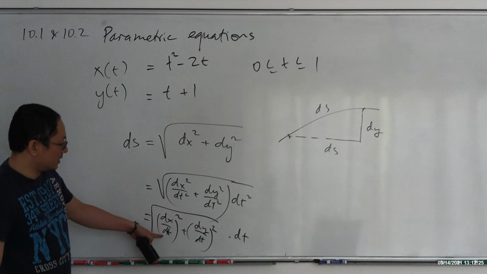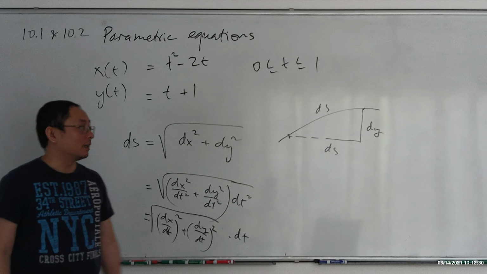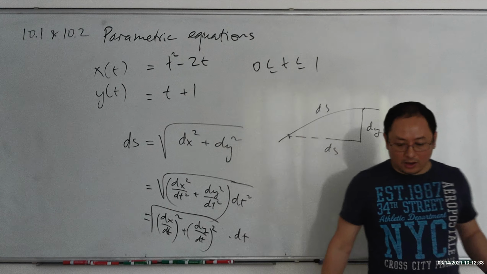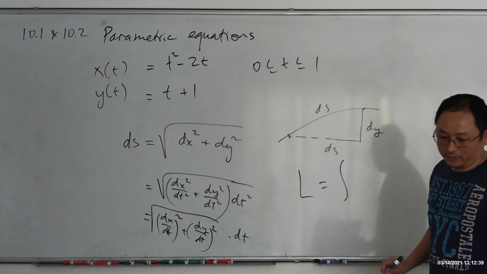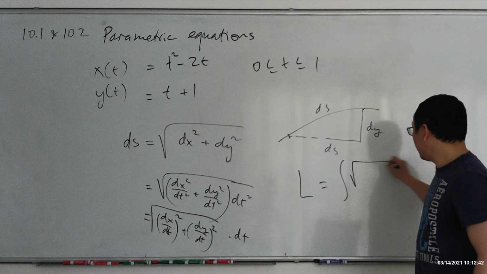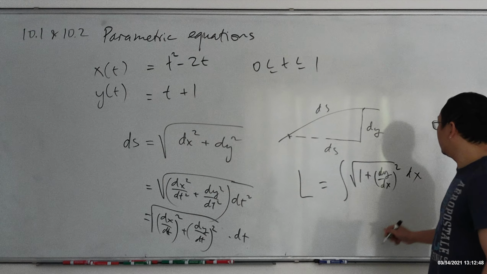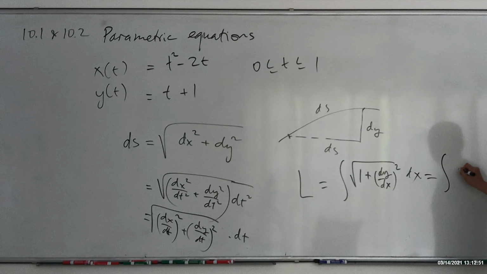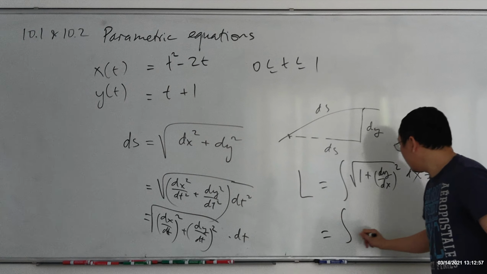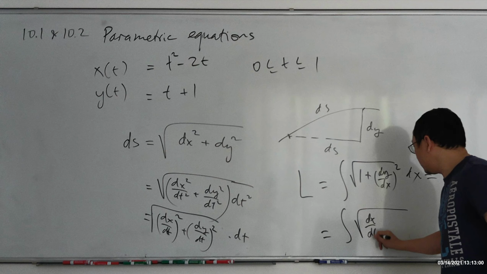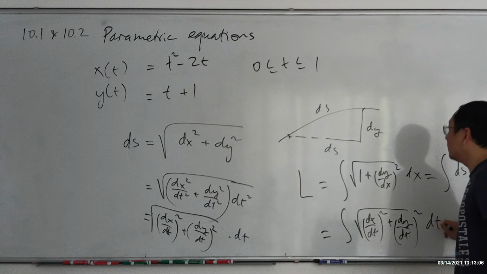The derivative of the function x of t, the derivative of the function y of t, take the square root and make sure that you square up all the derivatives, and then dt. Okay, so our arc-length formula that we learned before was what? Arc-length is the integral of square root of 1 plus (dy over dx) squared dx, right? Or in general, we're integrating ds. That's what we wrote before. Now we convert to dt. This is what? The integral of the square root of (dx over dt) squared plus (dy over dt) squared dt.